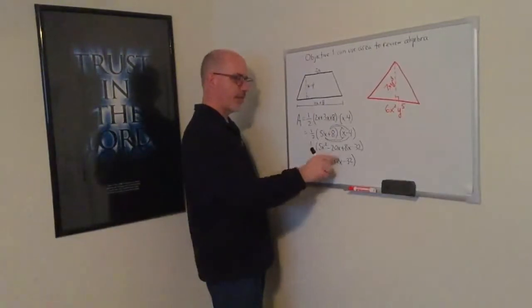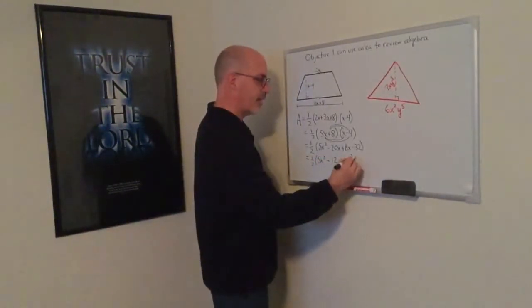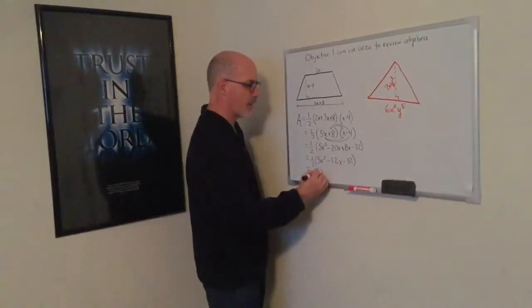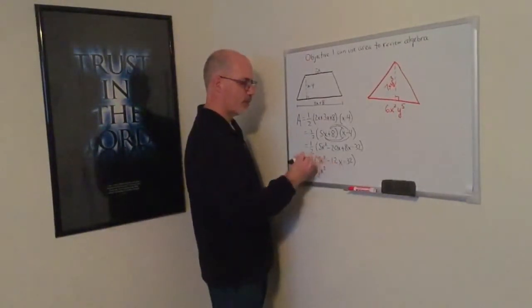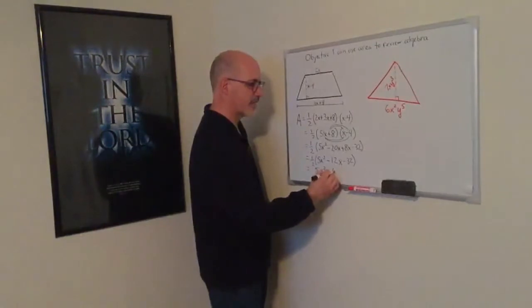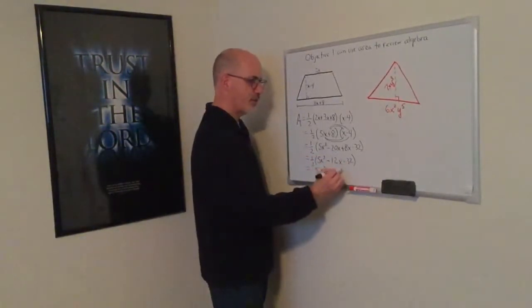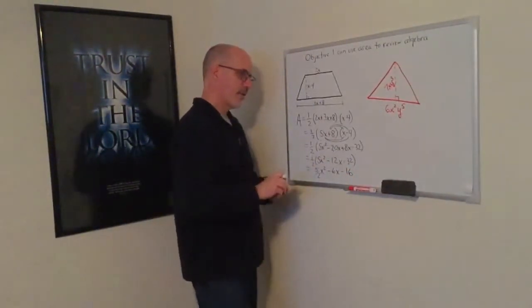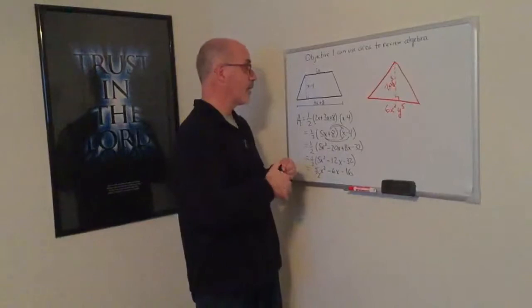Then if we multiply through the 1/2, what we get for an answer is 5/2 x squared. -12 times 1/2 is -6x. And then -32 times 1/2 is -16. Okay, so that's how you do the trapezoid.